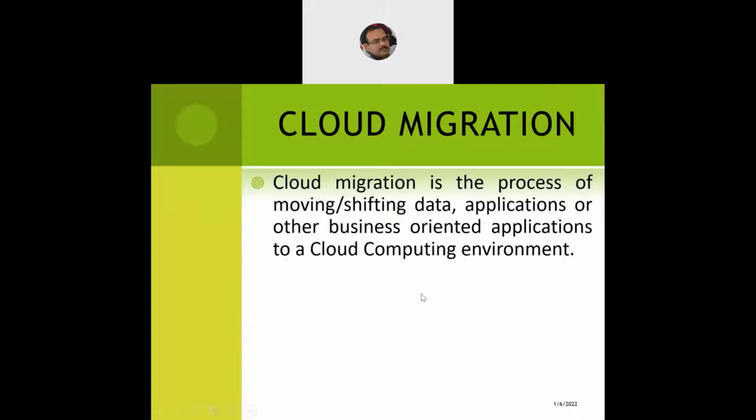So when we talk of cloud migration, we say it's a process of moving or shifting of the data or the applications, or maybe specifically some business oriented applications, in a cloud computing environment. Now, business oriented means applications which have been designed exclusively for some business enterprise. For example, it could be an application from Facebook or from the Google Cloud platform, or any application of a social media platform like Instagram and Snapchat.